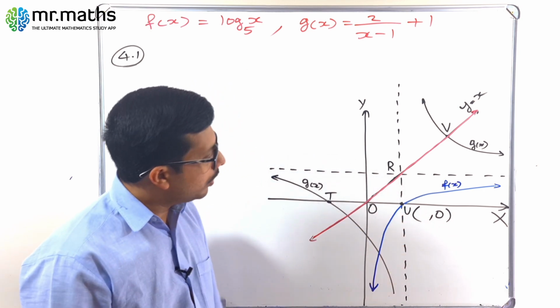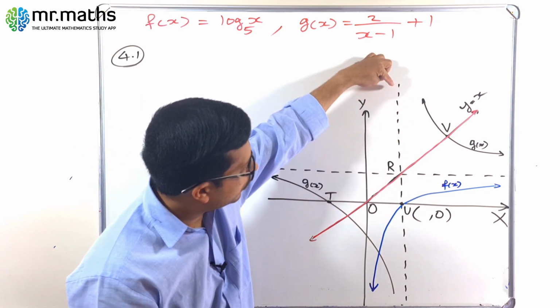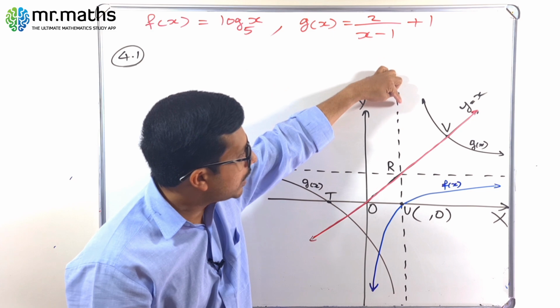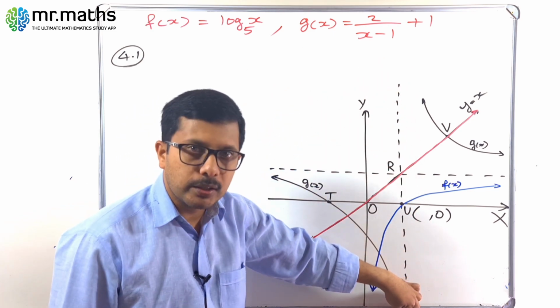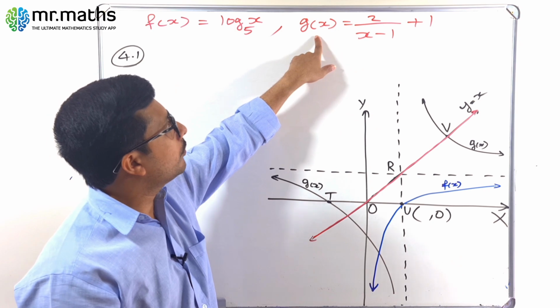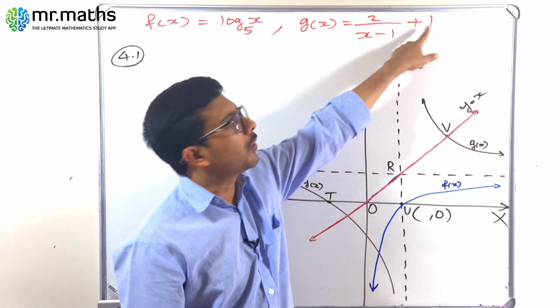Now at the same time, through this point U you can see that the vertical asymptote is passing. Am I right? So look at the hyperbolic function: g of x is equal to 2 divided by x minus 1, plus 1.